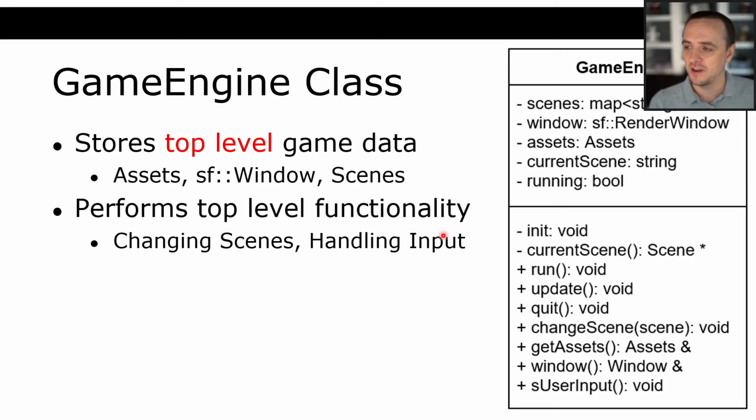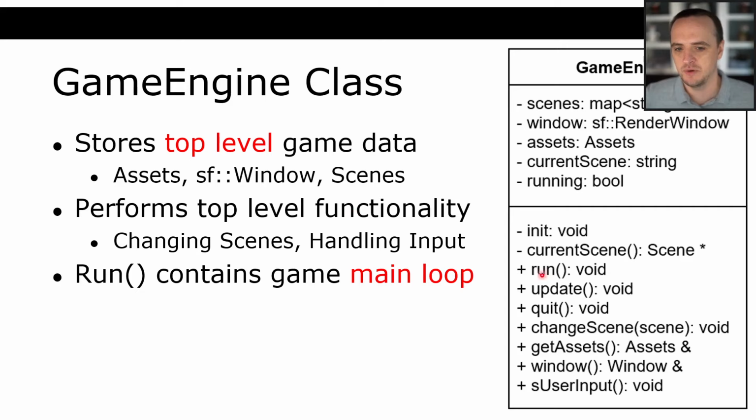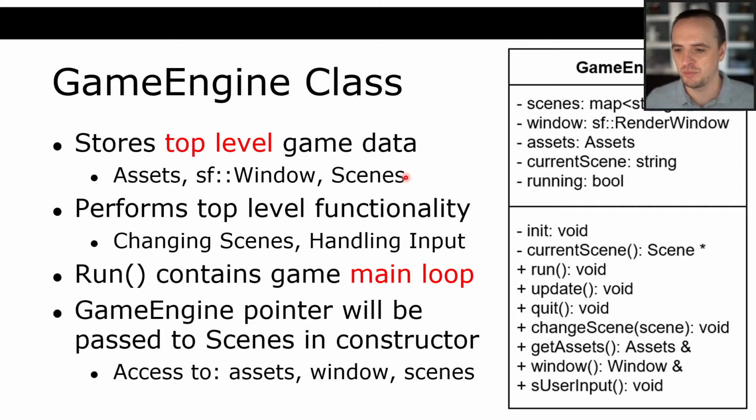The things that do the logic about the gameplay don't need to know that things came from a mouse or a keystroke or a replay file or anything like that. They'll just know, okay, I need to jump now, for example. The game engine's run function is going to contain the game main loop, and the game engine pointer will be passed to all scenes in its constructor. This means that the scenes will have access to the assets, the window, and the scenes through the pointer to the game engine class.